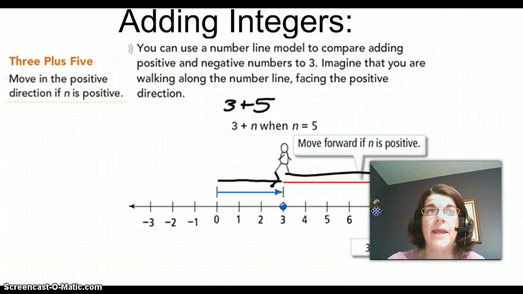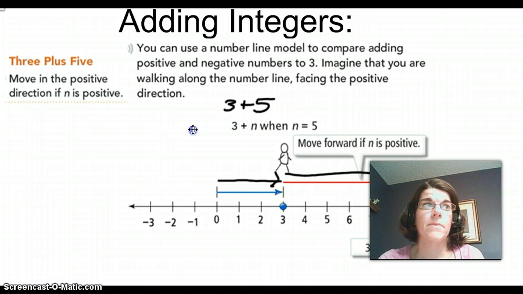So when you're adding a positive number, you're going to move in the positive direction as many places as it tells you. If you think about this example in terms of money, if you had $3 and then you added $5 more, you would end up with $8.